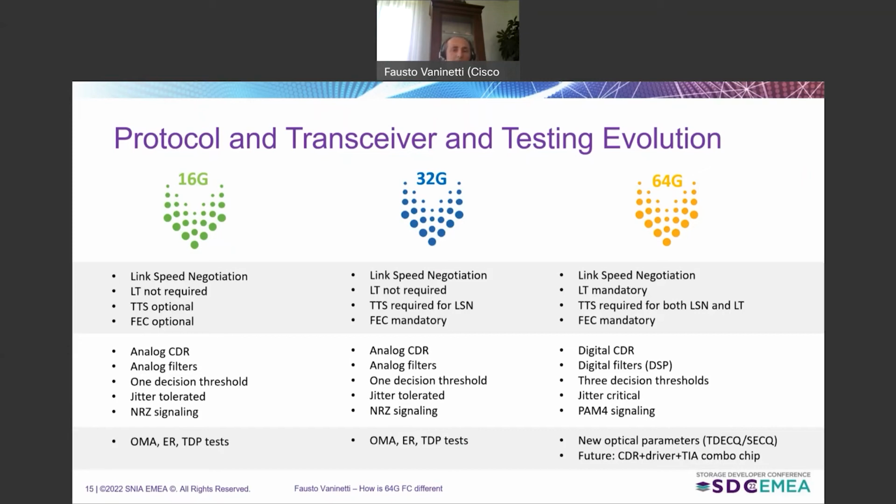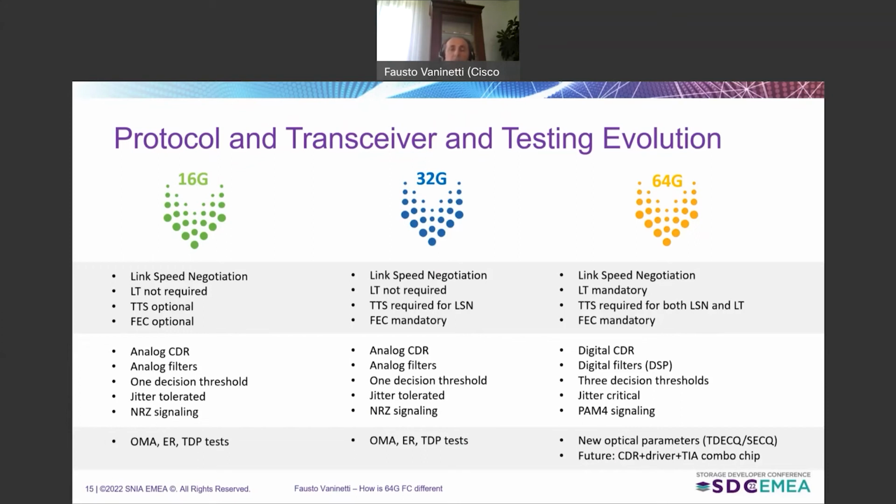From the implementation point of view, other changes happened. For example, in the past, we used to have analog clock data recovery and analog filters with a single decision threshold. Jitter was pretty well tolerated, and the signaling was NRZ. 32 gig Fibre Channel is the same from this point of view, but with 64 gig Fibre Channel, changes happened.